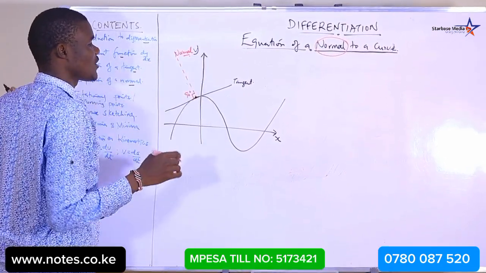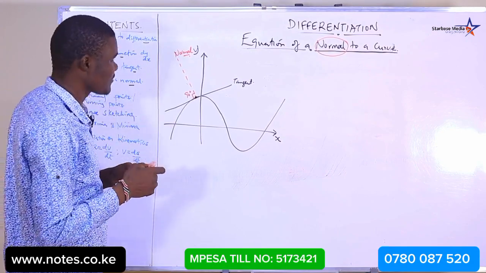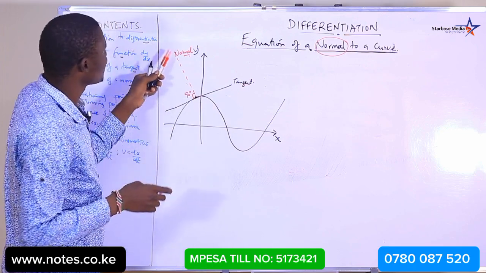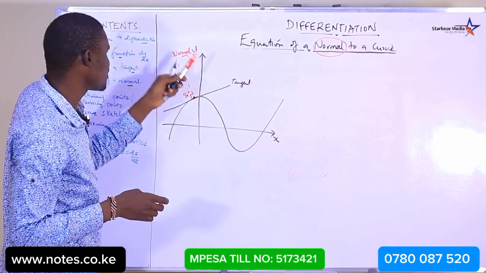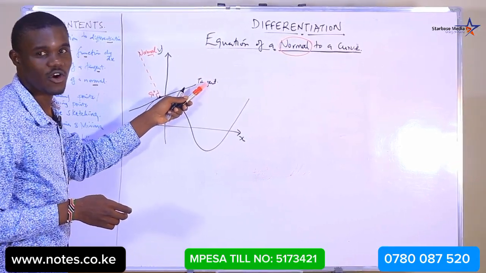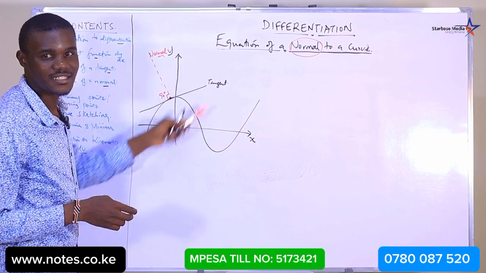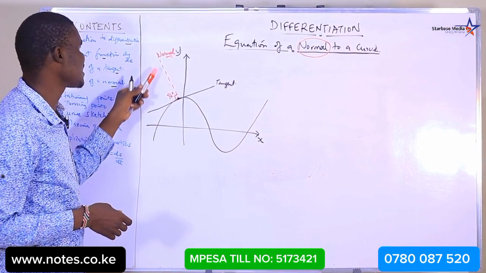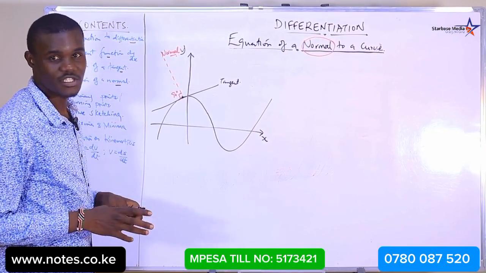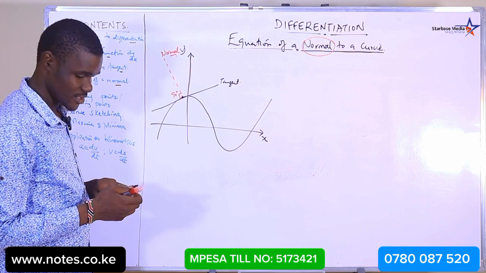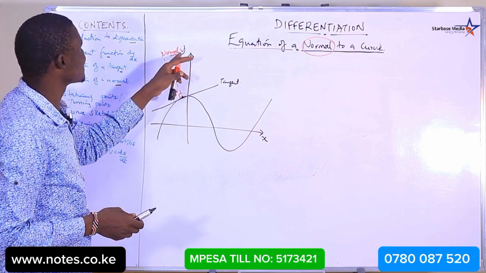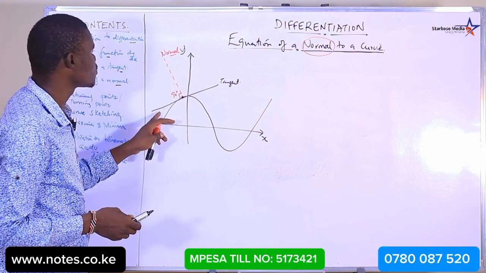So when you are getting a normal to the curve, it means that first of all you get the tangent, and then for you to get the gradient of the normal, you get the negative reciprocal of the gradient of the tangent. I hope we are okay up to there. When you don't understand perpendicular lines, you can check the video on that in the comment section. So basically, a normal is a line that is perpendicular to a tangent.